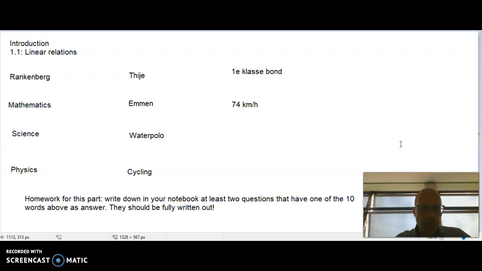That is what I've written down as well. In your notebook, you should write down at least 2 questions that have one of these words above as the answer. I would like you to have them fully written out. So "name" is not good enough, or "subject" is not good enough. It should be a fully English sentence. And I'm positive that you are able to do that.